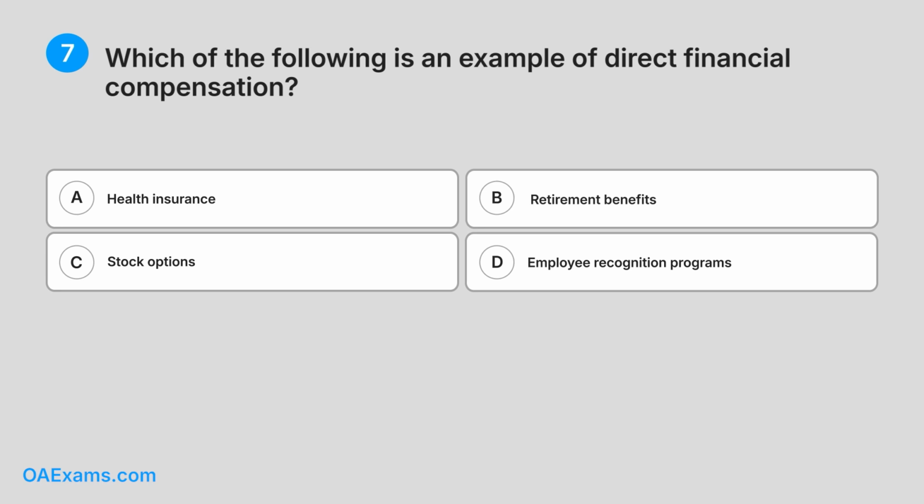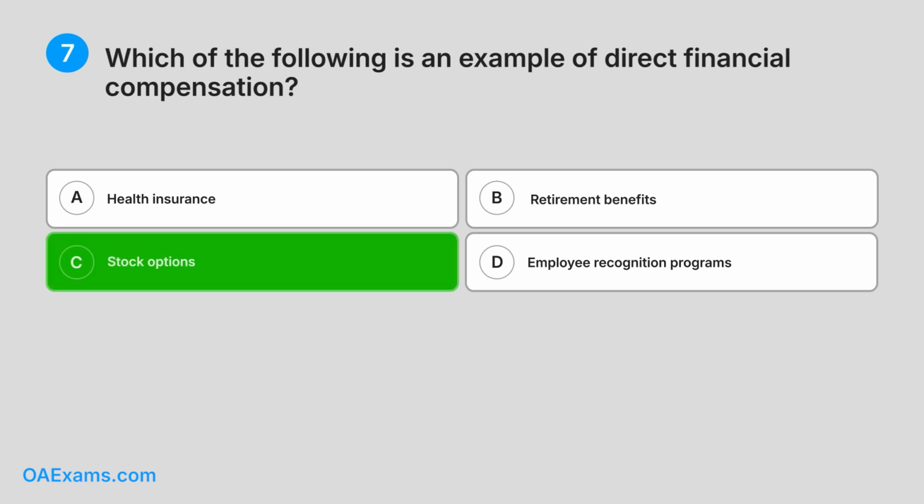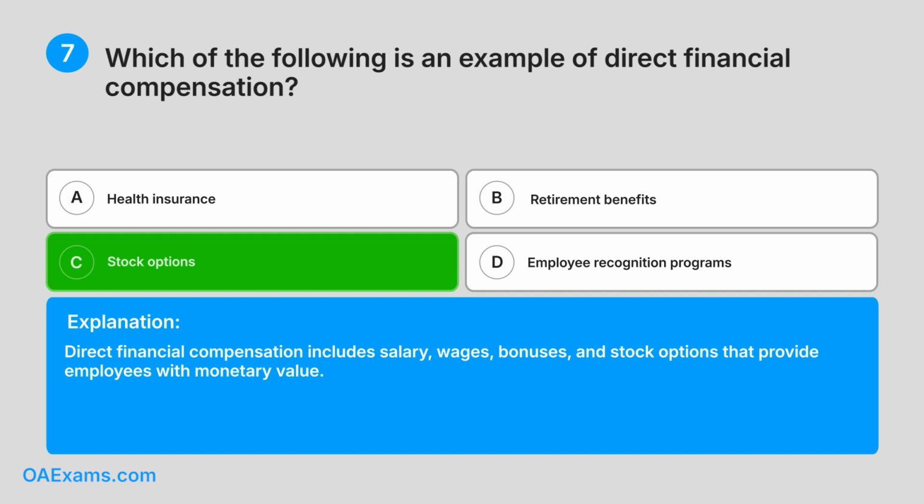Correct answer. C. Stock options. Explanation. Direct financial compensation includes salary, wages, bonuses, and stock options that provide employees with monetary value.